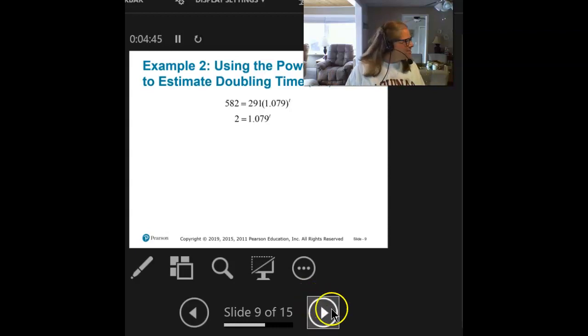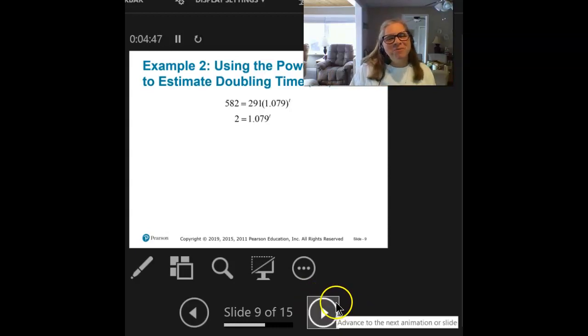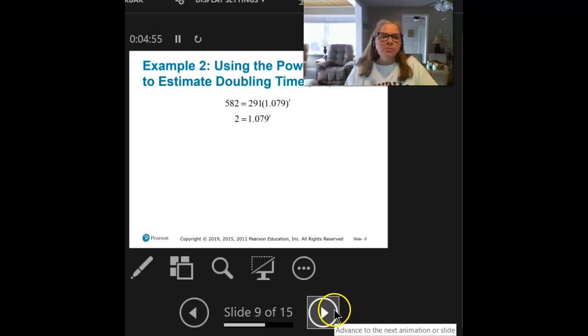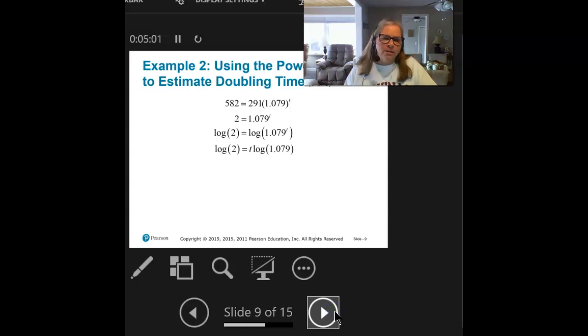So we have 2 is equal to 1.079 to the t, and we have the variable we're looking for in the exponent place, so we know we have to take the logarithm of both sides. We use the power property to bring the t to the front, and we divide each side by the log of 1.079, and t will be approximately 9.12.